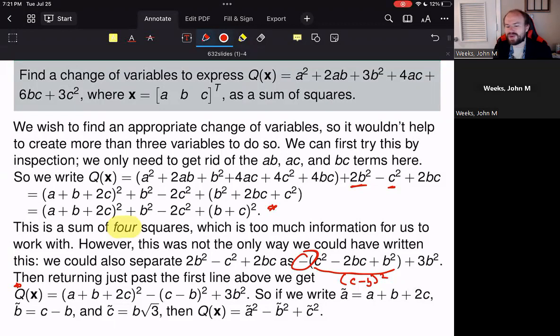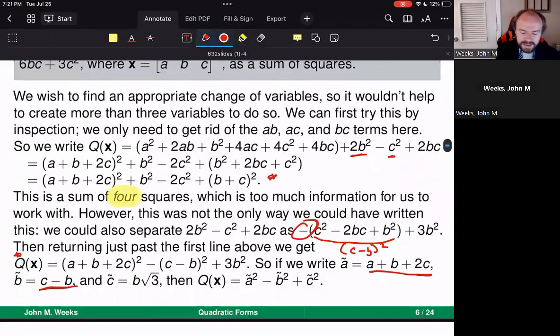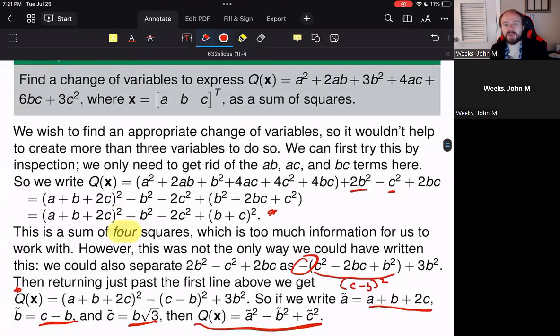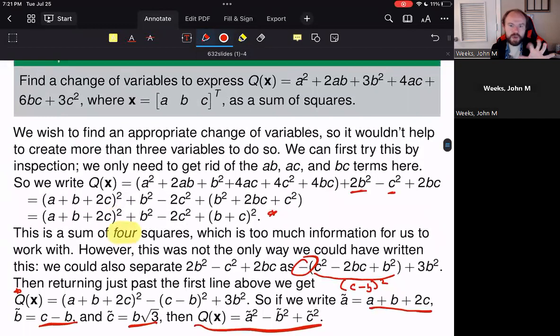So for example, if we write a tilde to be a plus b plus 2c, so that's like our first variable here. B tilde is c minus b, and then c tilde, in order to write 3b squared as a square, I need to write b square root of 3. Then I get q of x equals a tilde squared minus b tilde squared plus c tilde squared. So now we have written this q of x in terms of a sum of squares. And we've done it here using these combinations of coefficients.